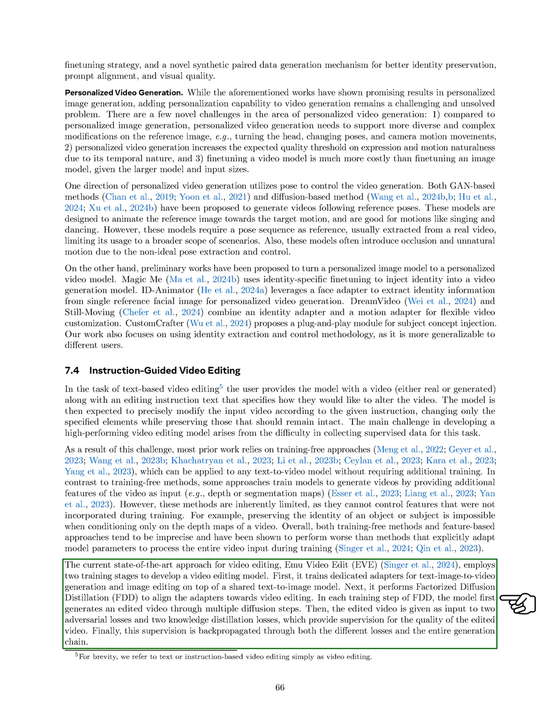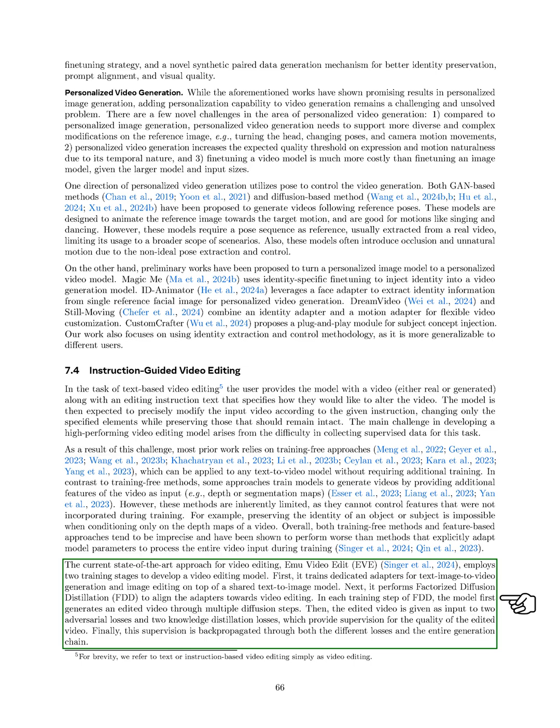The current leading method for video editing, EmuVideo, employs a two-stage training process. It first trains dedicated adapters for text-image to video generation and then aligns these adapters for video editing through a process called Factorized Diffusion Distillation, FDD. This method generates a video through multiple diffusion steps and uses various losses for supervision.